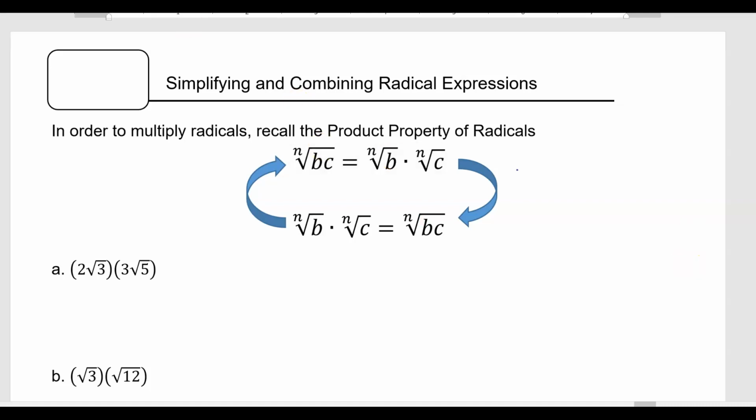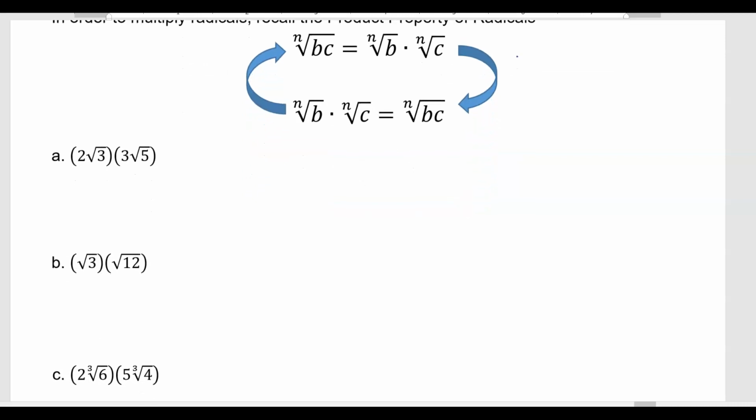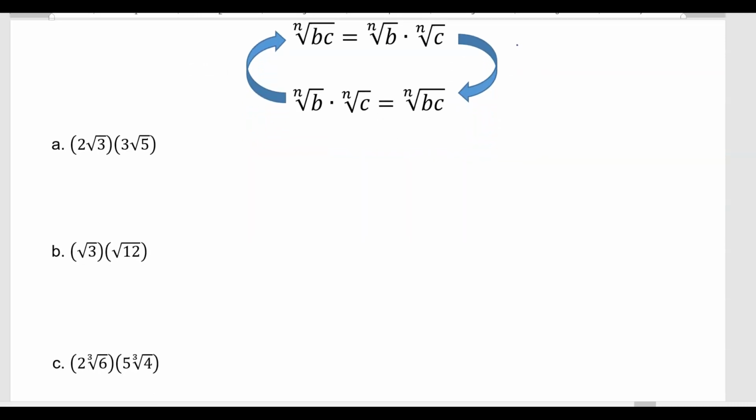For example, A. We have 2 times the square root of 3 times 3 times the square root of 5, or for short you could say 2 radical 3 times 3 radical 5. Now the 2 and the 3 on the outside can be multiplied together. You don't have to write it out, you could just simply multiply this together. But I'm going to put the same index radicals together and the numbers together. So I'm just saying you can multiply the regular numbers together, 6, and you can multiply the radicals together because they have the same index. Both of these are square root.